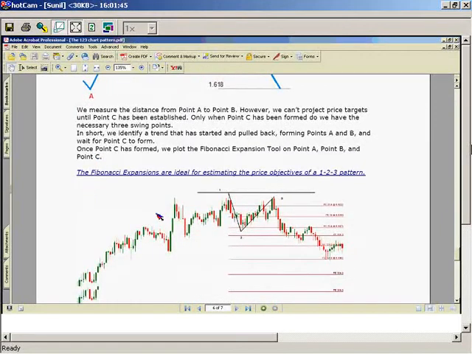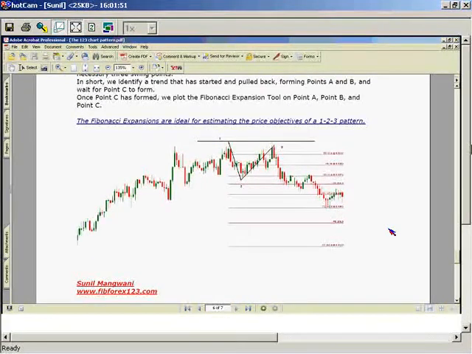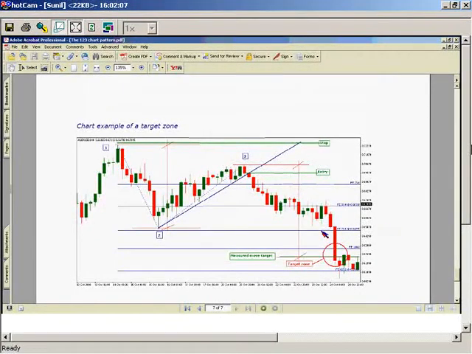Now, the Fib expansions are ideal for estimating the price objectives of a 1, 2, 3 pattern. So, for me, 1, 2, 3 means expansions, nothing else. Just like Elliott waves are Fib retracements and projections, 1, 2, 3 is expansions. Simple thumb rules. Okay. Now, if you develop this charting example, let's go down to the charts.